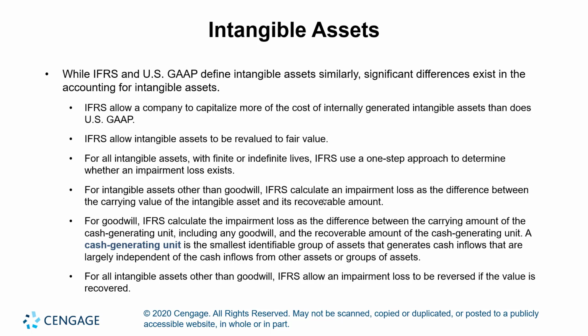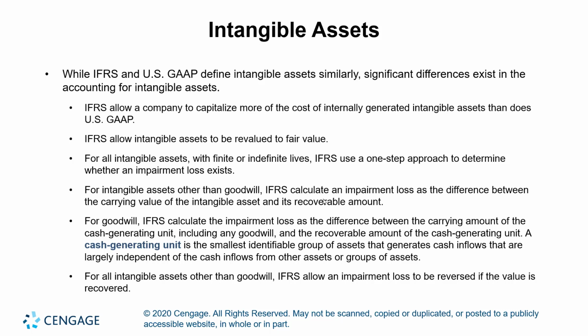So while IFRS and GAAP define intangibles similarly, several differences exist. IFRS allows the company to capitalize more of the costs internally generated than GAAP. IFRS allows intangibles to be revalued at fair value, so you can write them up. For intangibles with finite or indefinite life, IFRS uses a one-step approach to determine impairment.